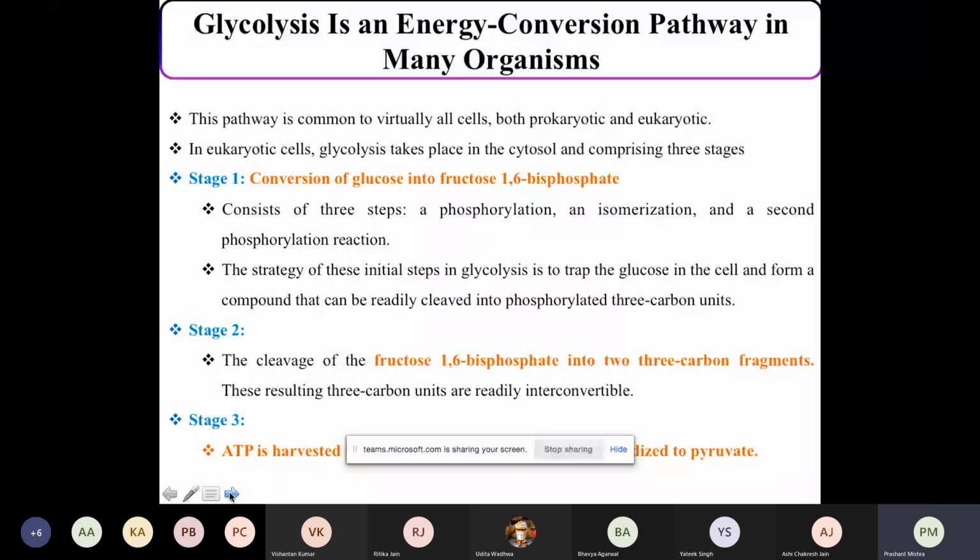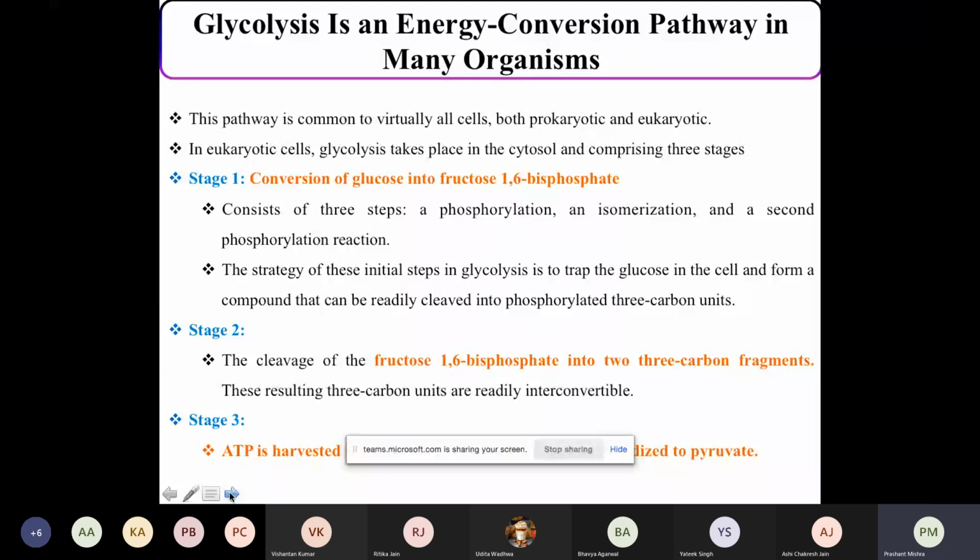And in this stage one, there are three sub-steps. One is phosphorylation, another is isomerization, and then again phosphorylation. By these steps, they are making fructose 1,6-bisphosphate. And as I said, these initial steps of glycolysis trap the glucose in the cell and form a compound that can readily be cleaved into phosphorylated 3-carbon units. So that's basically trapping the energy in the glucose molecule. First thing is that glucose should not move out of the cell. Glucose should be converted to the next step. All those things we will talk about in the next slide.